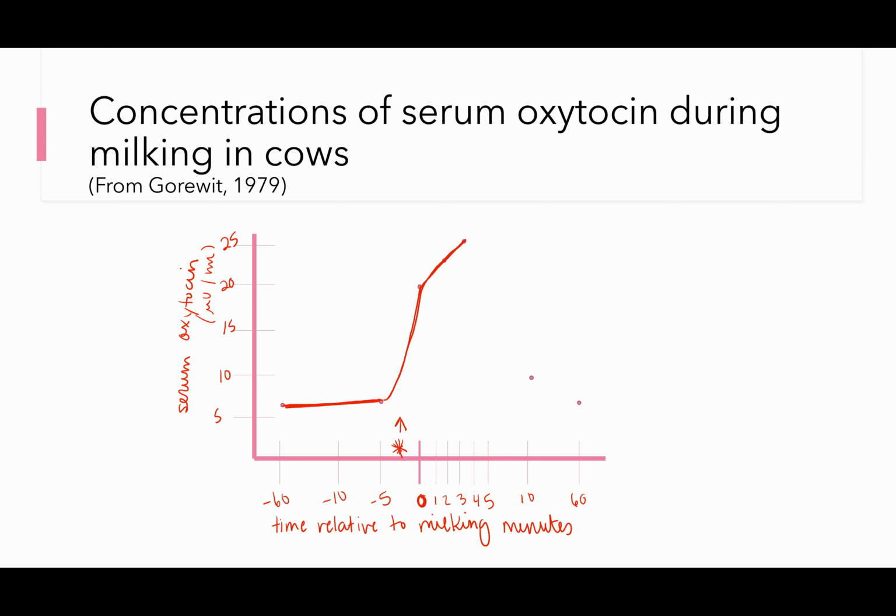So, just prior to milking, oxytocin levels were relatively low. Once stimulation occurred at the start of milking, the oxytocin increased dramatically, and it continued to increase until about 3 minutes into the milking process, and then it started to drop again dramatically after that. By an hour after milking, oxytocin levels were reduced to levels similar to those seen prior to stimulation.